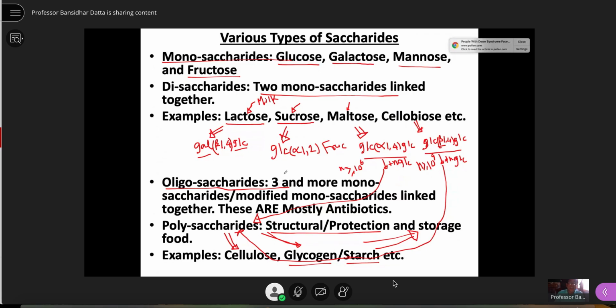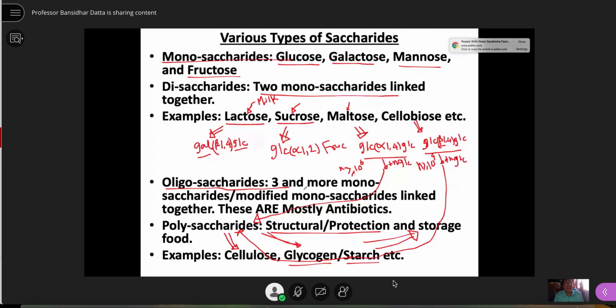If you have 3 or more monosaccharides or modified monosaccharides linked together, that's oligosaccharides. And usually it never goes more than 20. In most cases it's within 3 to 4, some cases 5 at the most. Monosaccharides together make the oligosaccharides.